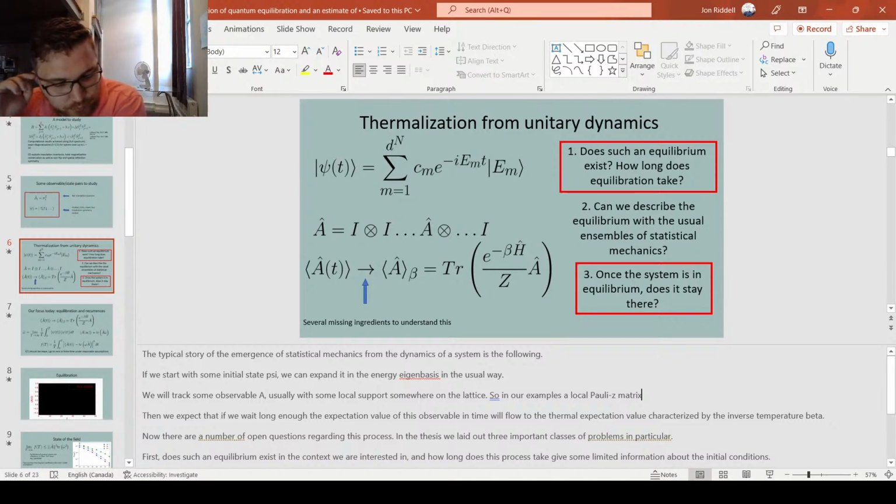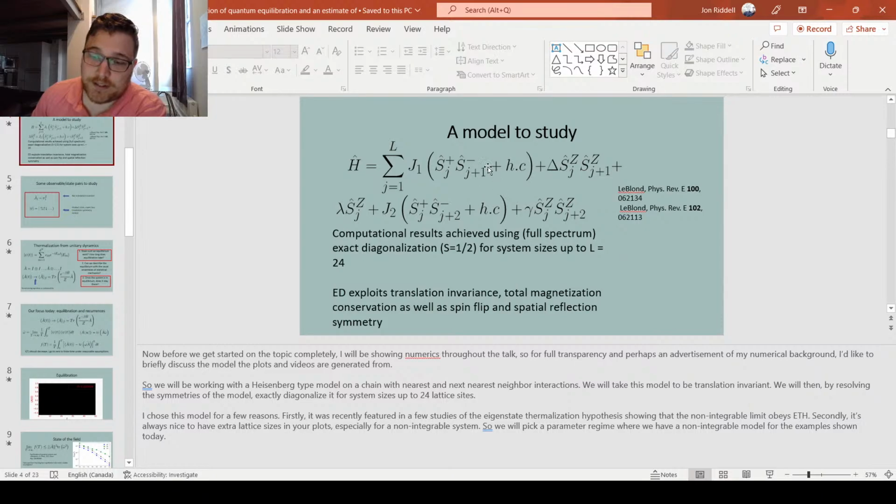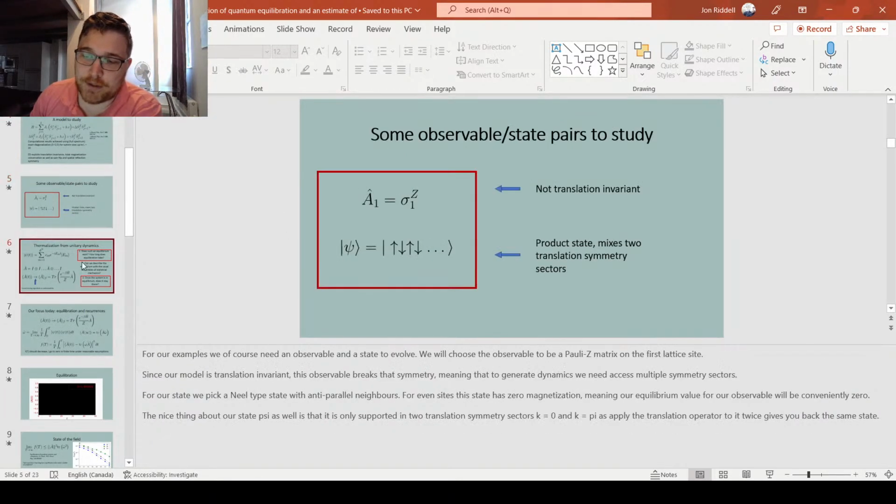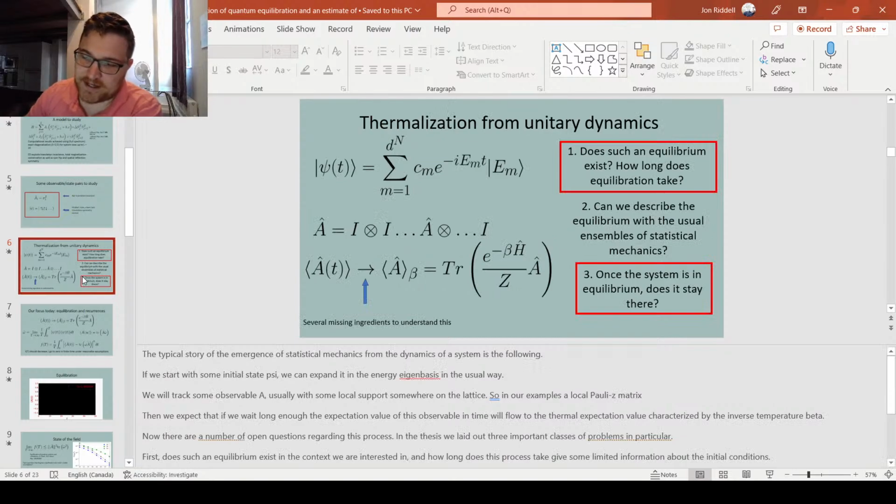Is your presentation related to ETH? In some sense, it is. The model that we do all the examples in was confirmed in these two articles to obey the eigenstate thermalization hypothesis, or at least it looks like it's converging to the predictions of ETH. Well, I'm not directly testing ETH. What I'm doing is testing the dynamical aspect of getting to equilibrium.